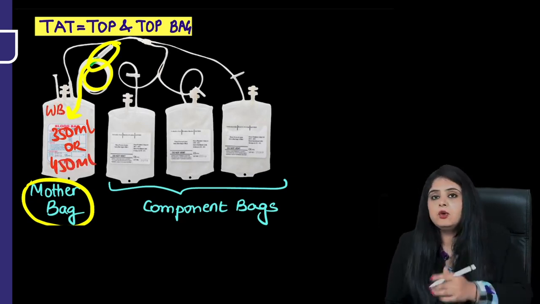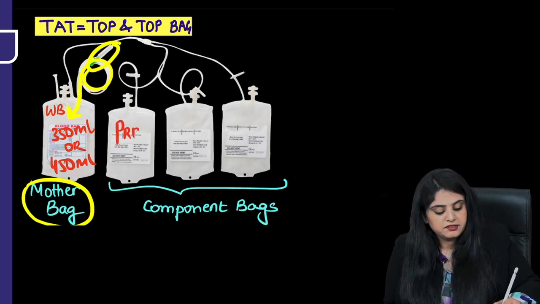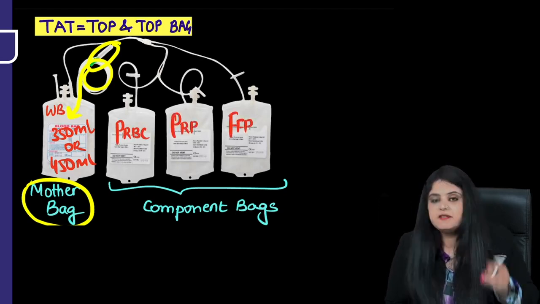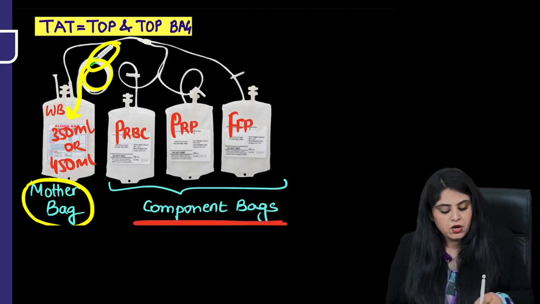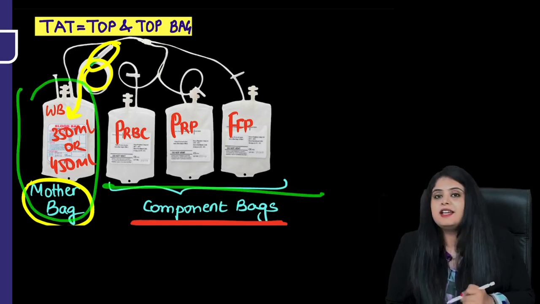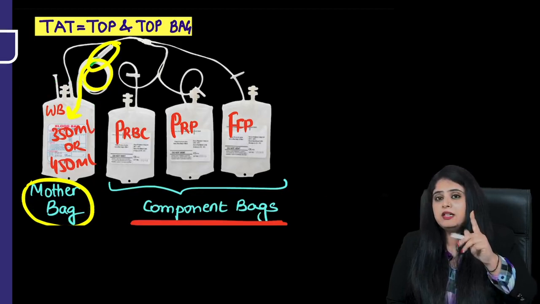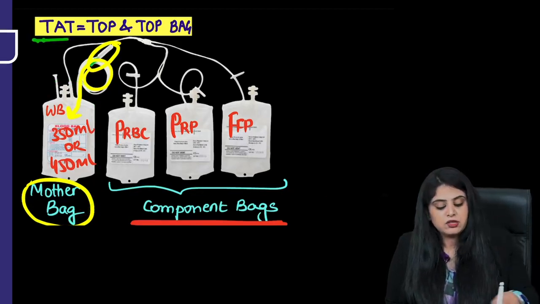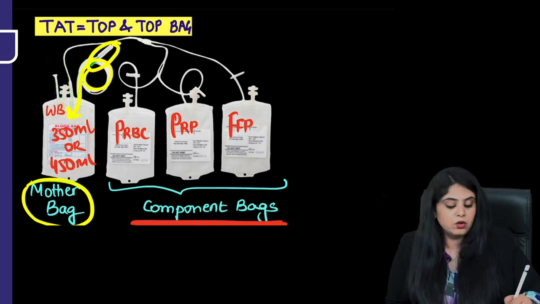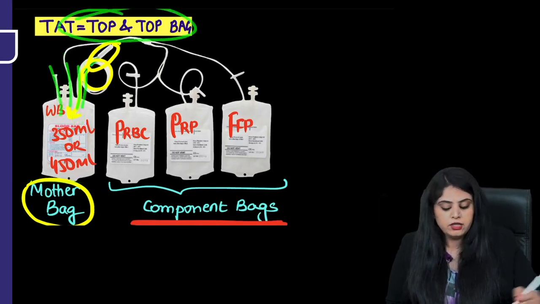You will divide that whole blood into red blood cells, platelet-rich plasma and fresh frozen plasma. So these three then become your component bags. That is why they say that one donation can save 3 lives. You can spread one blood into 3 parts: red blood cell, platelet, plasma. Right? So I call this TAT bag, top and top. Why? Saari tubings top pe hai. When all the tubings are on the top, bottom pe koi bhi tube nahi hai, I call it top and top bag.